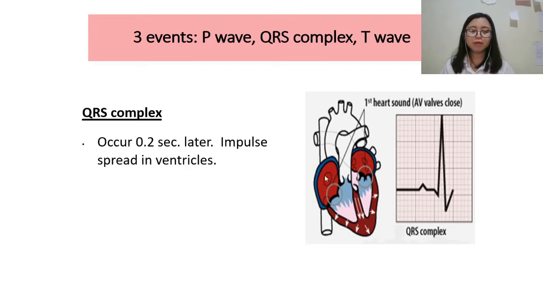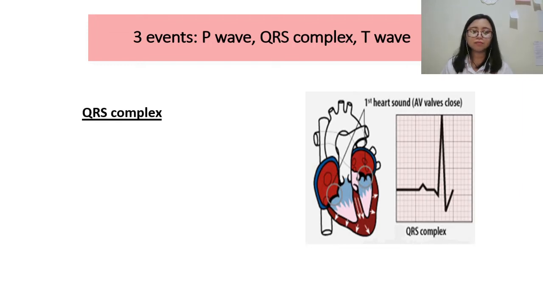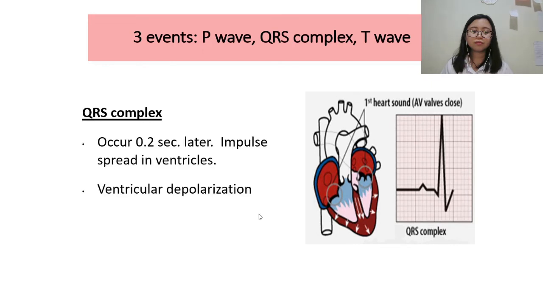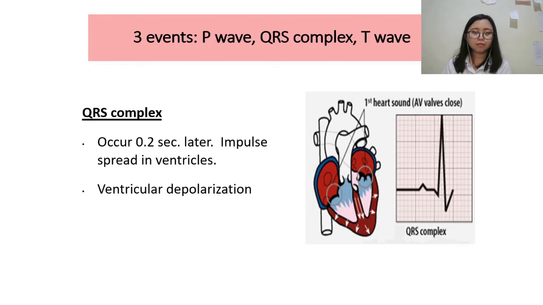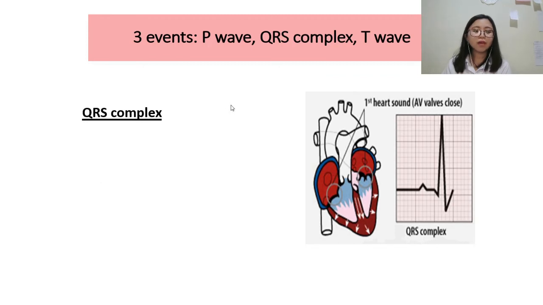Itu impulse kan dia daripada SAN, pergi AV node, daripada AV node turun itu bundle of His fibers dan melalui Purkinje fibers. That is what is happening during the QRS complex. So at this point, you will have ventricular depolarization. And the ventricles will contract after the QRS complex begins.